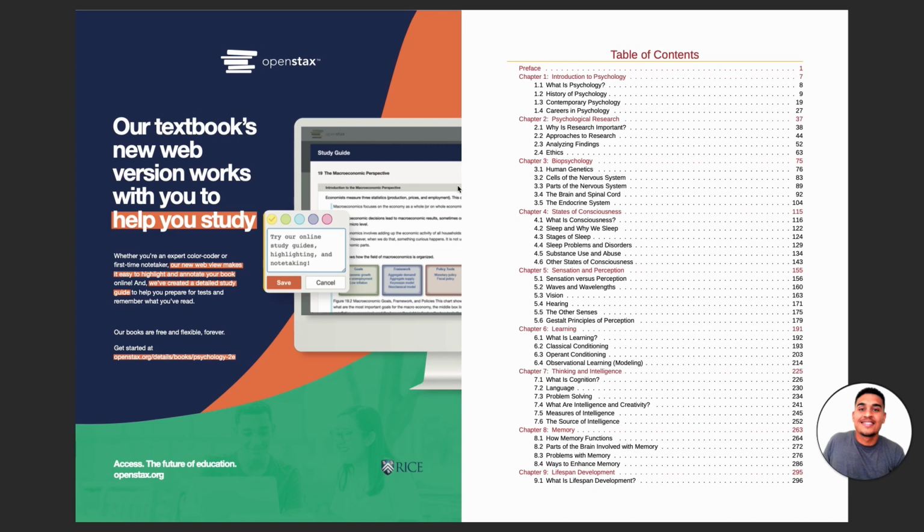This is obviously for the psychology exam and for psychology courses, but like I said earlier, there's a bunch of concepts that overlap from human growth and development and psychology. I mean, human growth and development basically is psychology, right? It's just a subset of psychology. For example, lifespan development, memory, thinking and intelligence, learning, sensation and perception. These are all things that are going to be on your human growth and development exam.